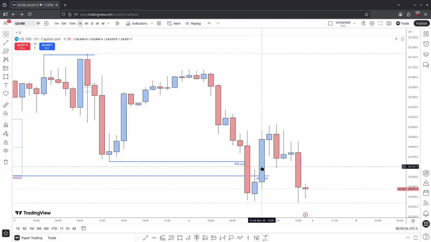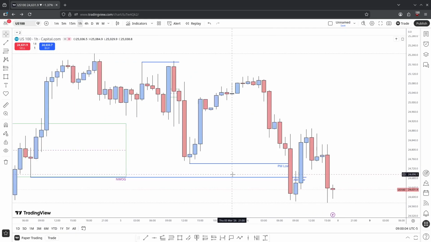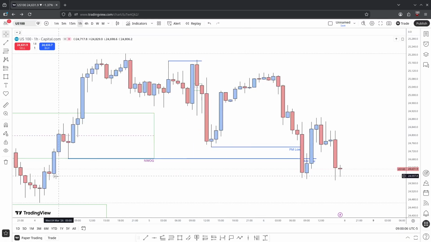So it looked like a setup, but we didn't close inside the range, which means I would have to wait for 10 a.m. to close back above here. Then I can long at 11. That's just how it is. We don't have any short-term lows right here that I could take a look at.